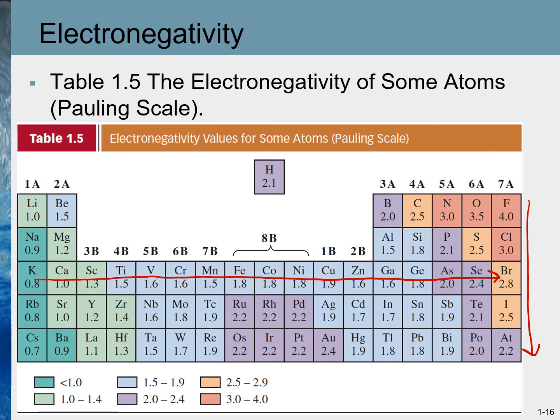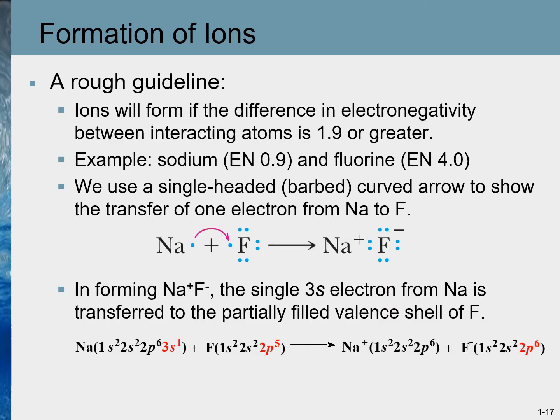Metals tend to have very low electronegativity values. On the other hand, non-metals have relatively higher electronegativity values. We know that ions are formed when electrons are transferred from one atom, such as atom A, to another atom, such as atom B. This transfer of electron will only take place if the difference between the electronegativities of these two atoms is either 1.9 or greater.